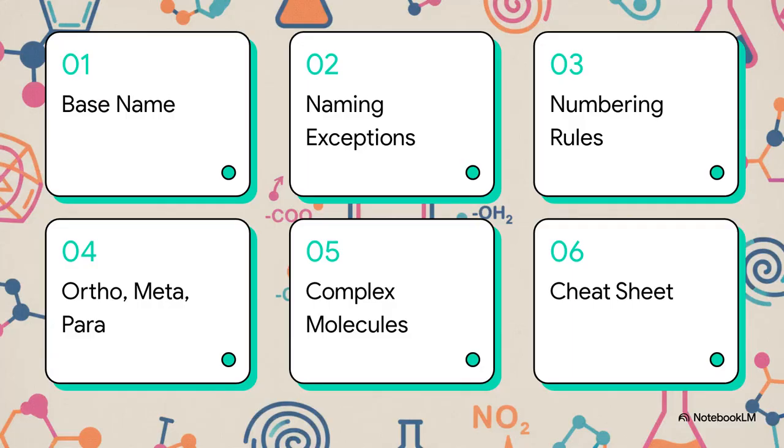So here's our game plan. We're going to start with the absolute basics, the base name. Then we'll cover some really important exceptions and the rules for numbering. After that, we'll learn a common shorthand. And then we put it all together to name some seriously complex molecules. And you'll definitely want to stick around for the end, because we're going to build the ultimate cheat sheet.